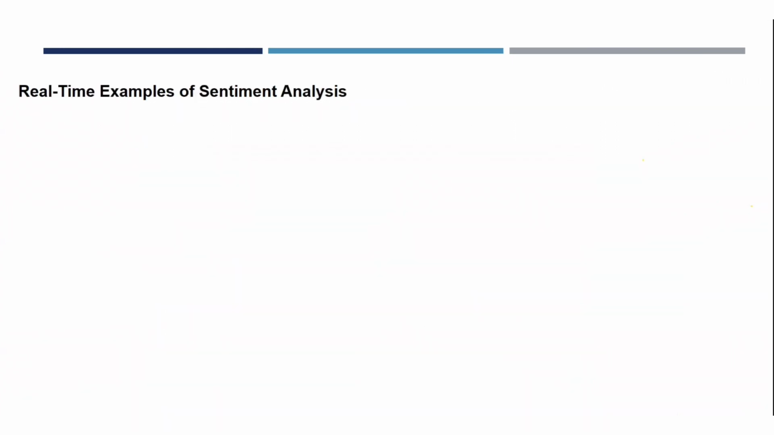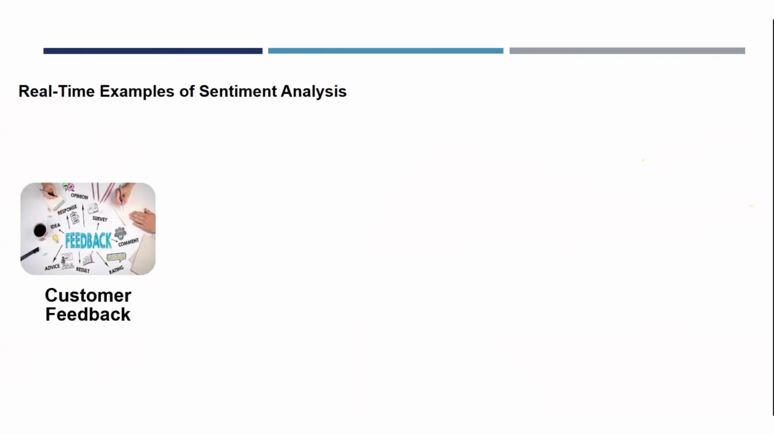After that, real-time examples of sentiment analysis. What are the real-time examples of sentiment analysis? The first one is customer feedback. We have discussed customer feedback previously. What is customer feedback? It is analyzing reviews on platforms like Amazon, which helps gauge customer satisfaction. So customer feedback means we can analyze the reviews on platforms like e-commerce and social media.